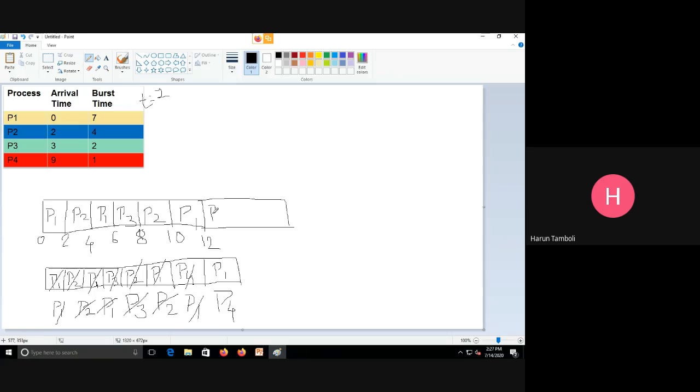Here P4 is going to execute. P4 requires only 1 second, so from 12 to 13 it is completely executed. After that, P4 completes execution, P1 gets the CPU, and the remaining 1 second gets executed. So 7 plus 4 plus 2 plus 1 is 14. This is the complete execution.